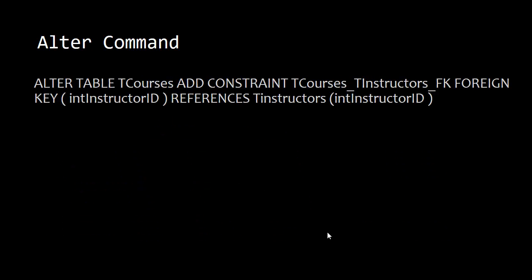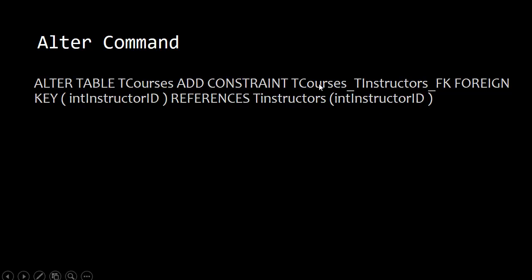All right, what's an alter command look like? What's it going to look like? Well, here it is. So for us to add the constraint of a foreign key, we're basically going to say alter table T courses. Okay, we're going to add a constraint. So we're altering our T courses table. We're adding a new constraint called T courses T instructors for FK. So that's basically the foreign key. The foreign key INT instructor ID is going to reference the instructor's INT instructor ID.